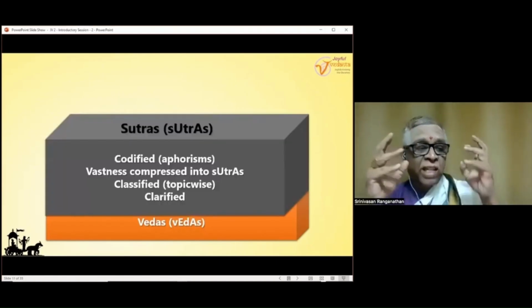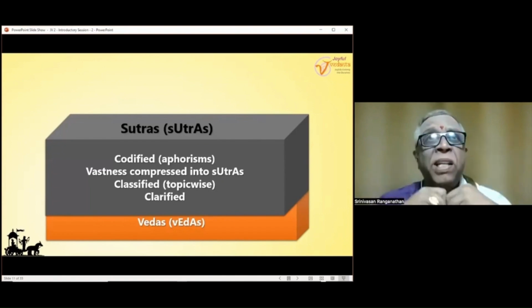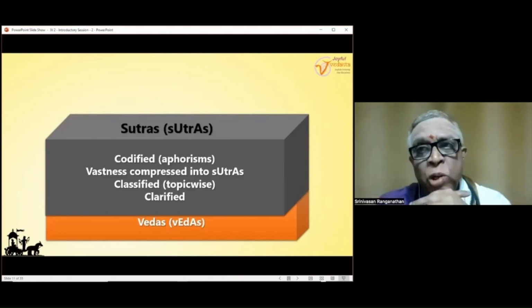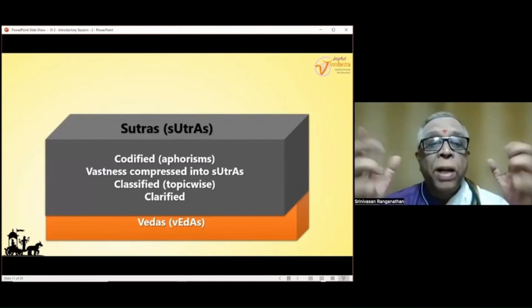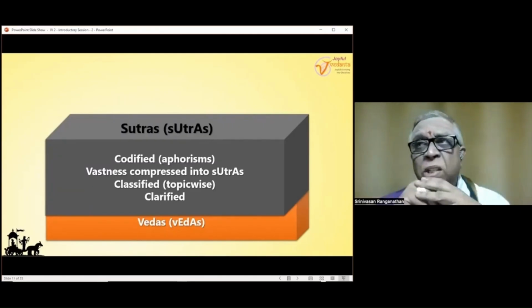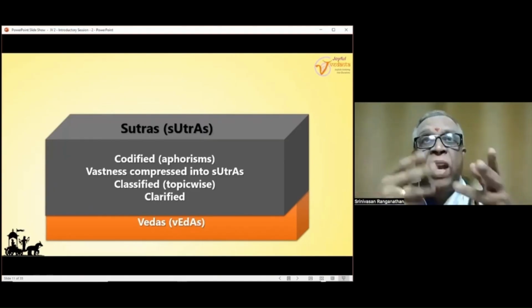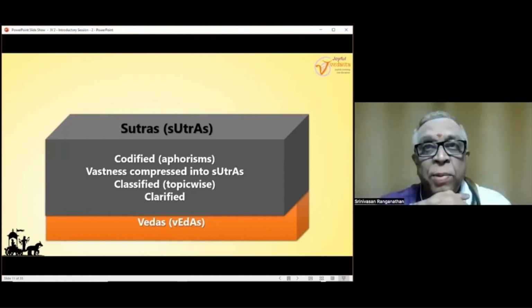So Sutras were a second layer of the architecture. It is like compressing a file. You have a 1 GB data file, you compress it and it becomes 100 MB. But codification has its own problem because you have to have an encryption algorithm, a decryption algorithm, and so on. But it is codified, as formulas. Vastness compressed into sutras. So you have a small sutra. Classic example for a sutra is an abbreviation, right? So you have AIR standing for All India Radio, or UNICEF standing for Children Emergency Fund.